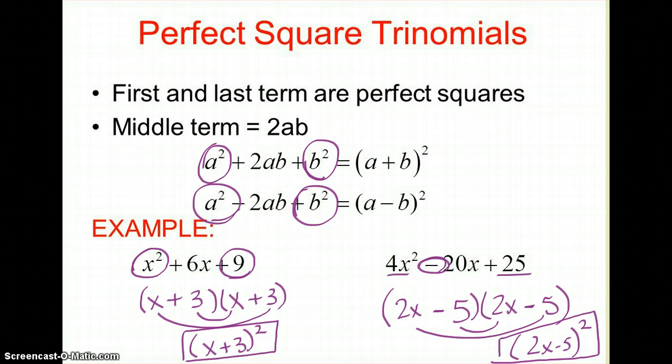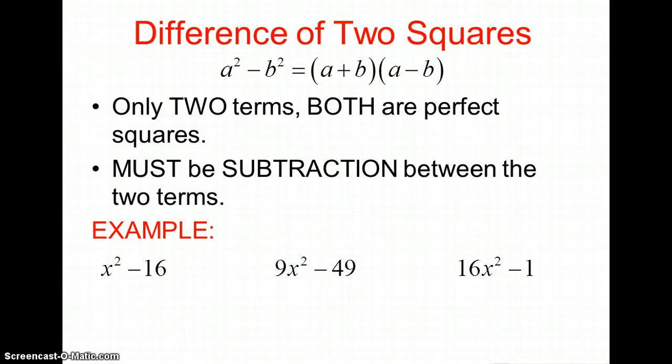Okay, so again, if you catch these, great. If you don't, you're still going to factor them the same way. You could use the factoring by grouping. You could just do the guess and check. You're still going to get those same two binomials no matter what method you use to factor.